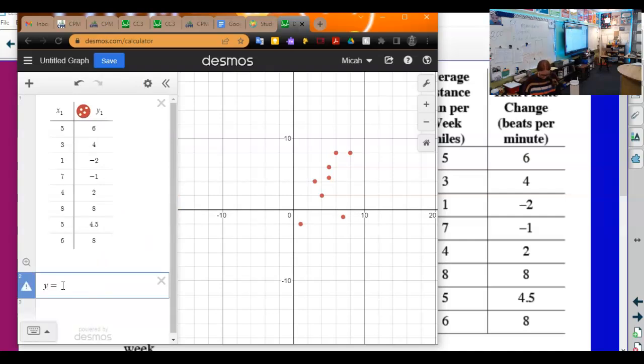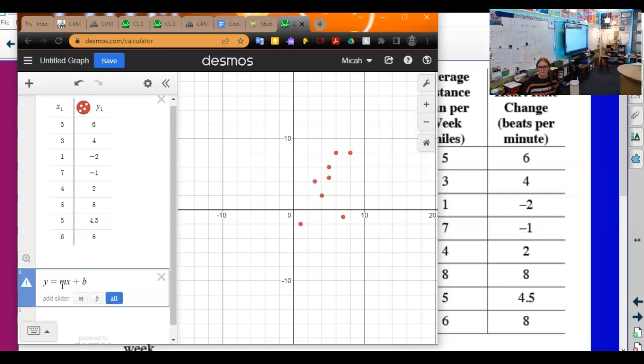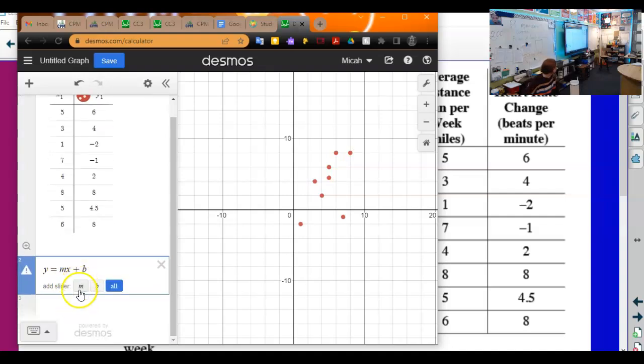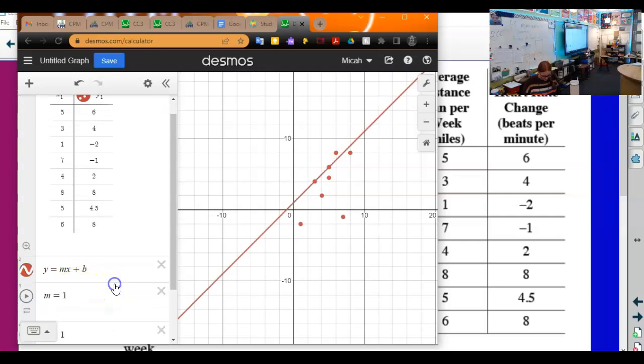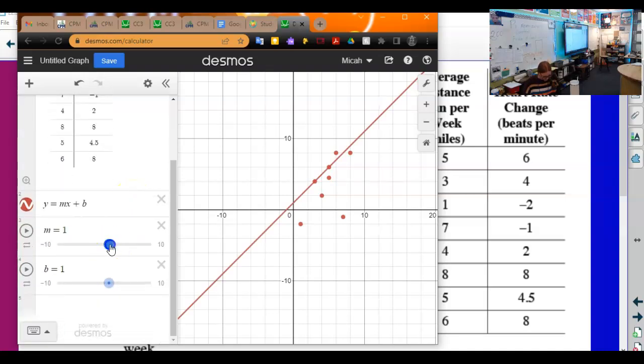Hey guys, I'm about to blow your mind. Type y equals mx plus b, like legit, with the letters m and b. Notice what pops up: add slider. Click all. We can now change our m value with the slider. We can change our b value with the slider. Or you could just manually change the numbers if you want, but if you want to be able to play around with sliding things.